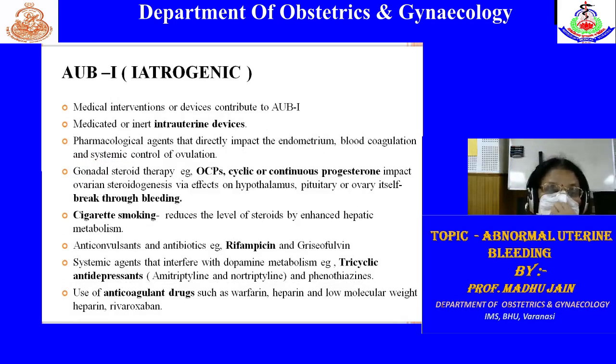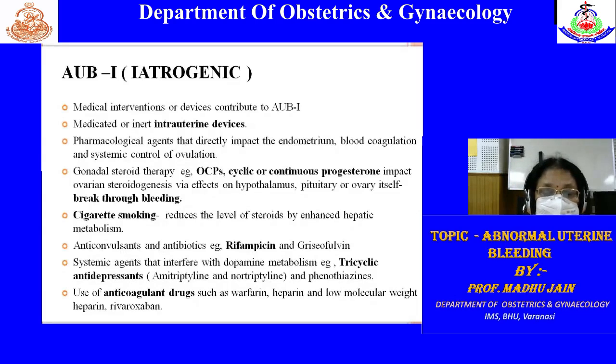Now lastly is the AUB-I. I means iatrogenic. The iatrogenic type may be under the effect of some drugs, some intrauterine devices, or due to some interference which has been done. The drugs commonly used which may cause iatrogenic bleeding if not taken properly are OCP, continuous progesterone, cigarette smoking, rifampicin, tricyclic antidepressants and anticoagulant drugs.